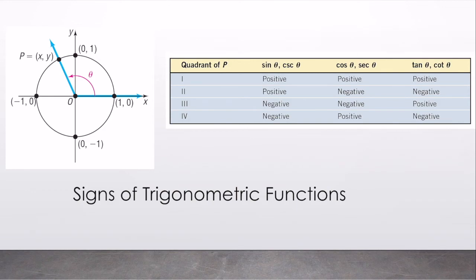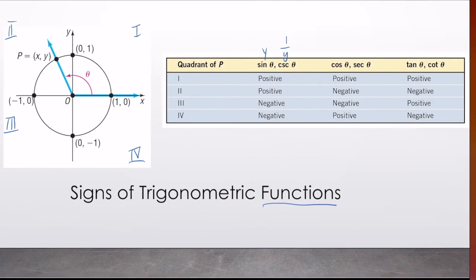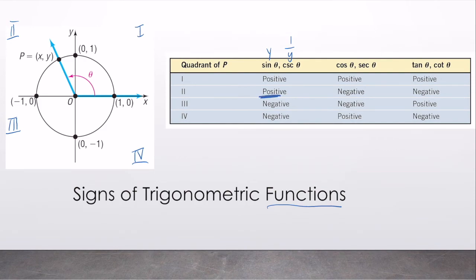Next, we need to talk about the signs of trigonometric functions. So remember that sine is y and cosecant is 1 over y. In quadrant 1, remember we have 4 quadrants, numbered counterclockwise. In quadrant 1, sine is positive because y is positive. It's also positive in quadrant 2 because y is positive. Y is negative in quadrant 3 and in quadrant 4, so that means they're going to take on a negative value. So sine and cosecant are negative in quadrant 3 or 4.